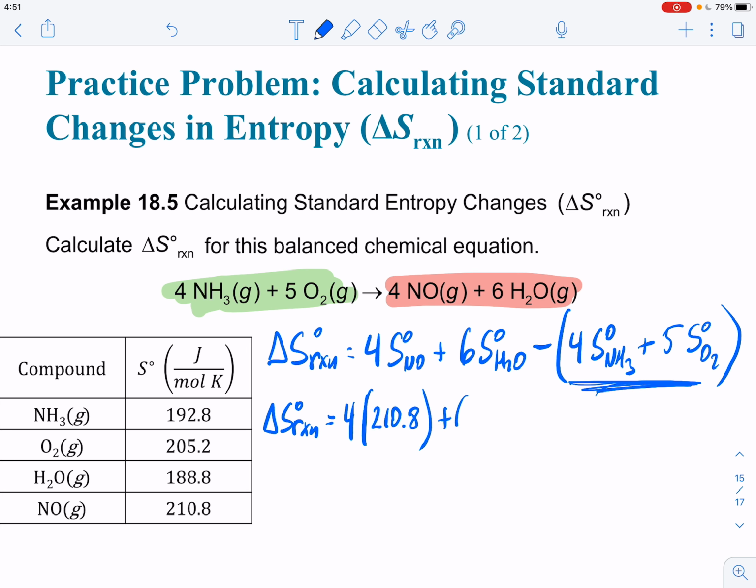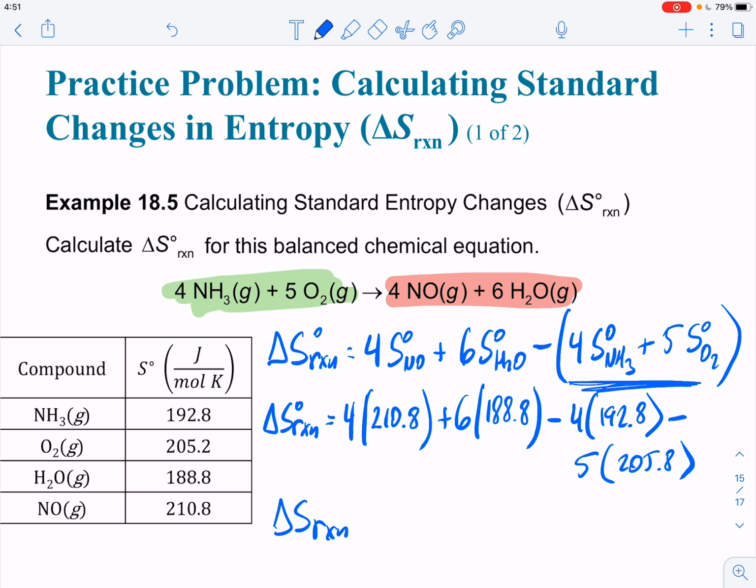210.8 plus 6 times 188.8 minus 4 times 192.8 minus 5 times 205.8. Okay? So when you complete this calculation, then your entropy of reaction is going to be equal to plus 178.8 units, joules per mole Kelvin.